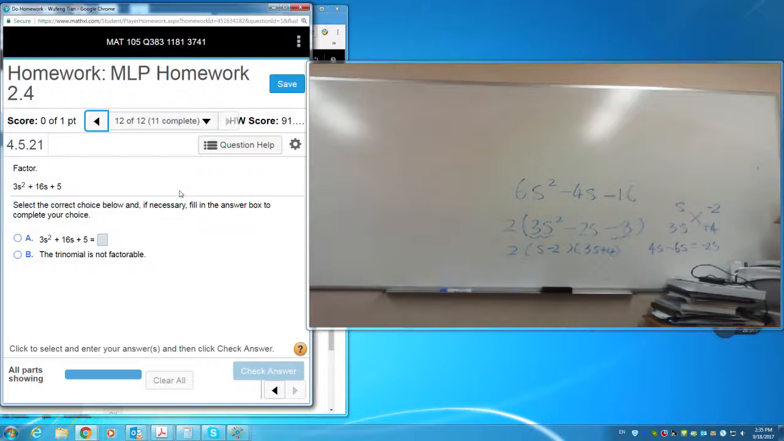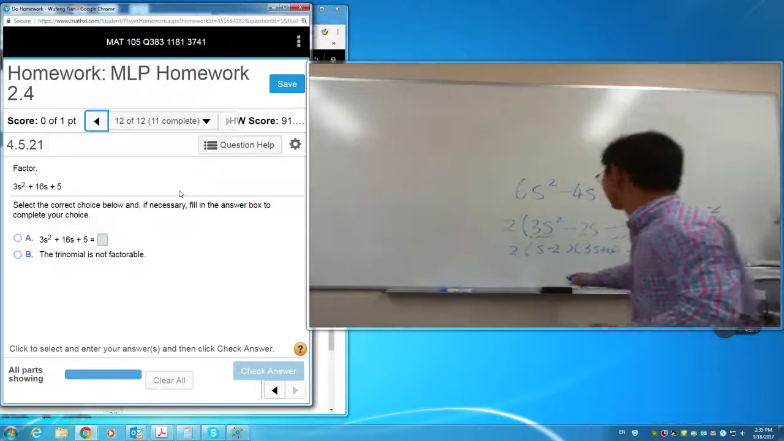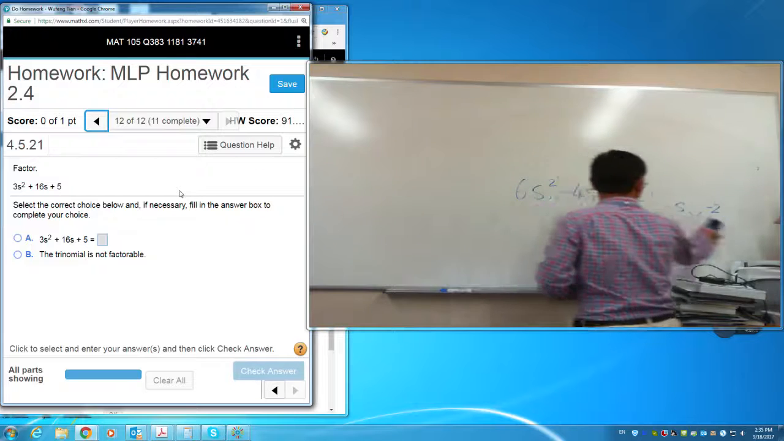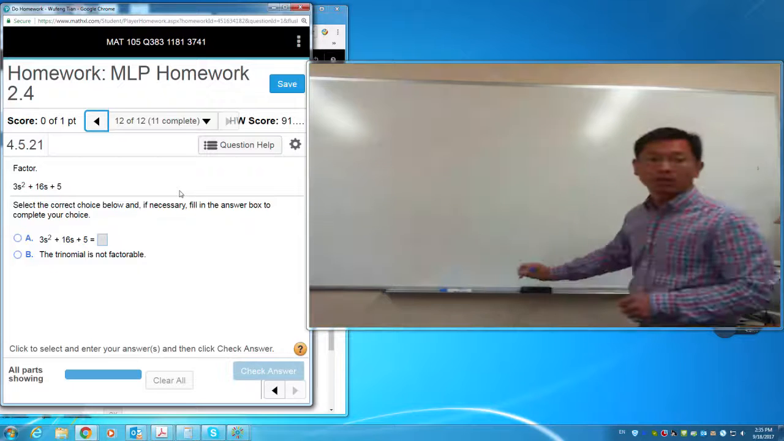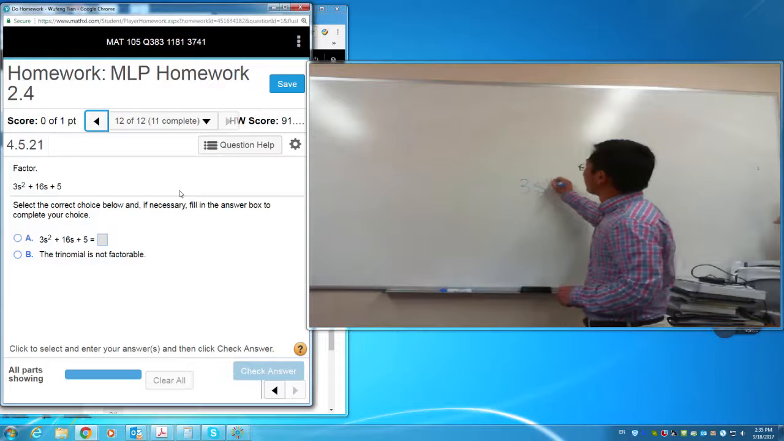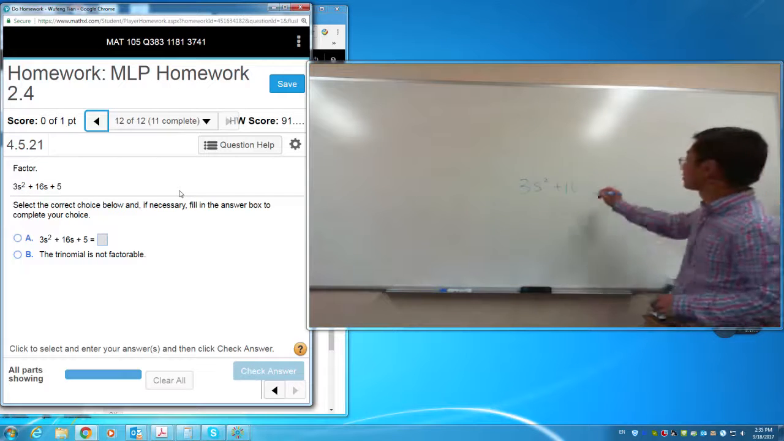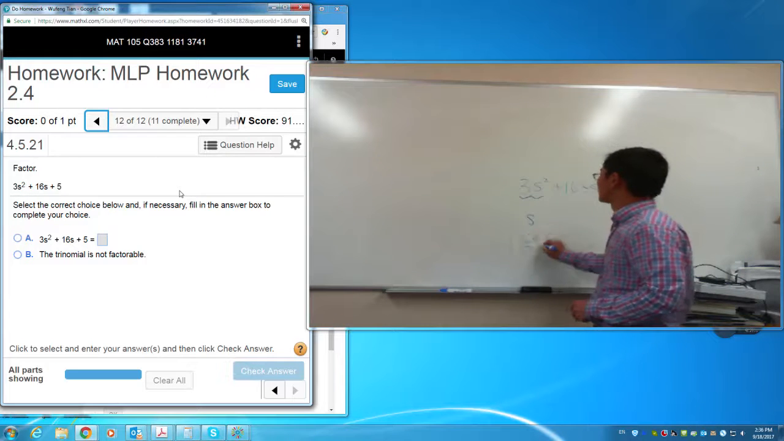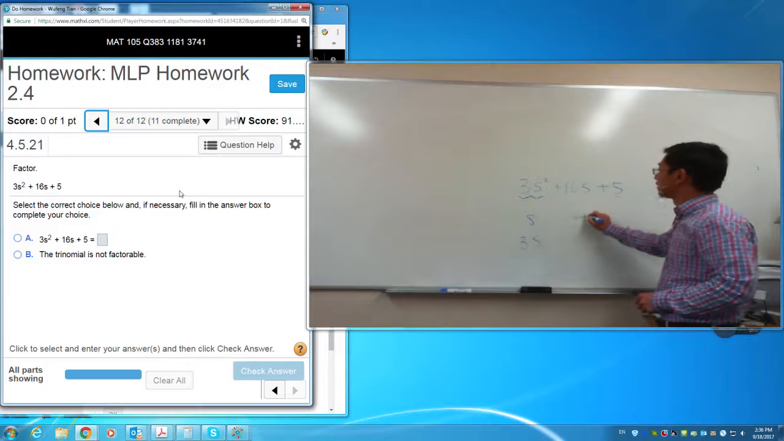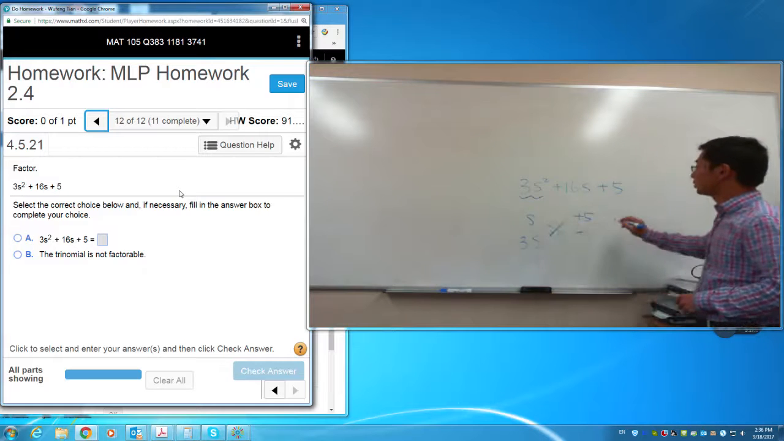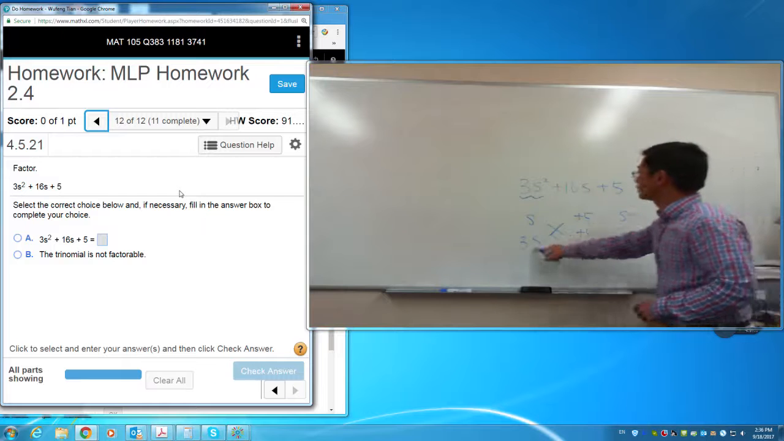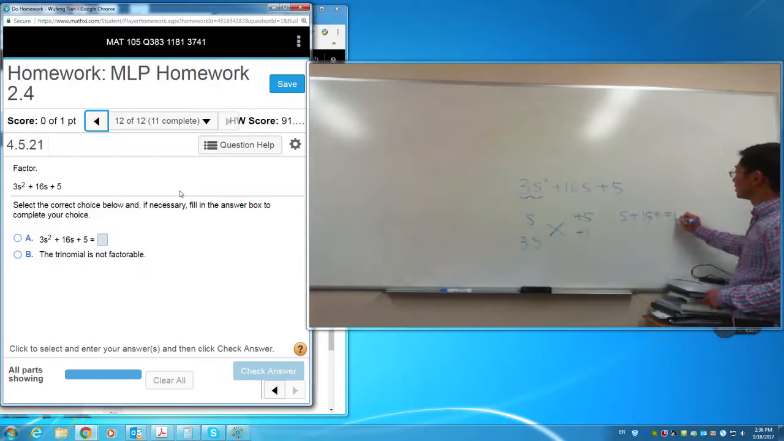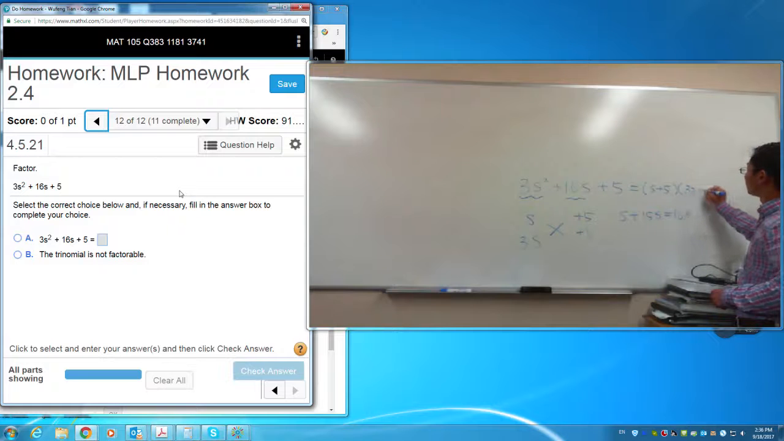Next question. 3s squared plus 16s plus 5. Factor the first one, s and 3s. Factor the third one, positive 5, positive 1. Cross multiply, s plus 5 times 3s is 15s. Together is 16s. That's the middle one. So my first factor is s plus 5. The second factor is 3s plus 1.